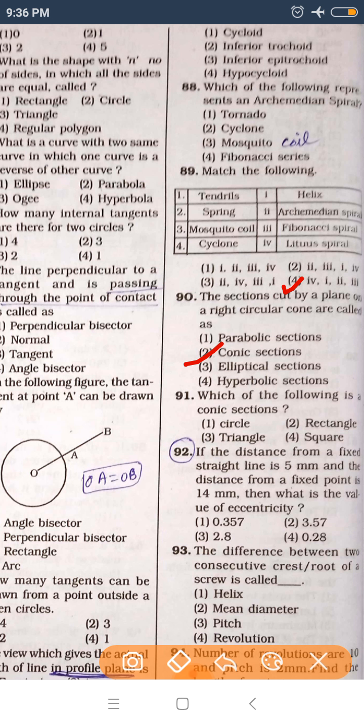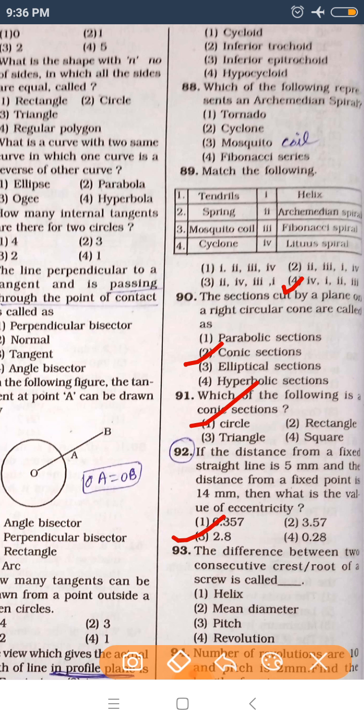Next question. Question number 91. Which of the following is a conic section? Circle is a conic section. If the distance from a fixed straight line is 5 mm and the distance from a fixed point is 14 mm, then what is the value of eccentricity? 14 divided by 5, 2.8.